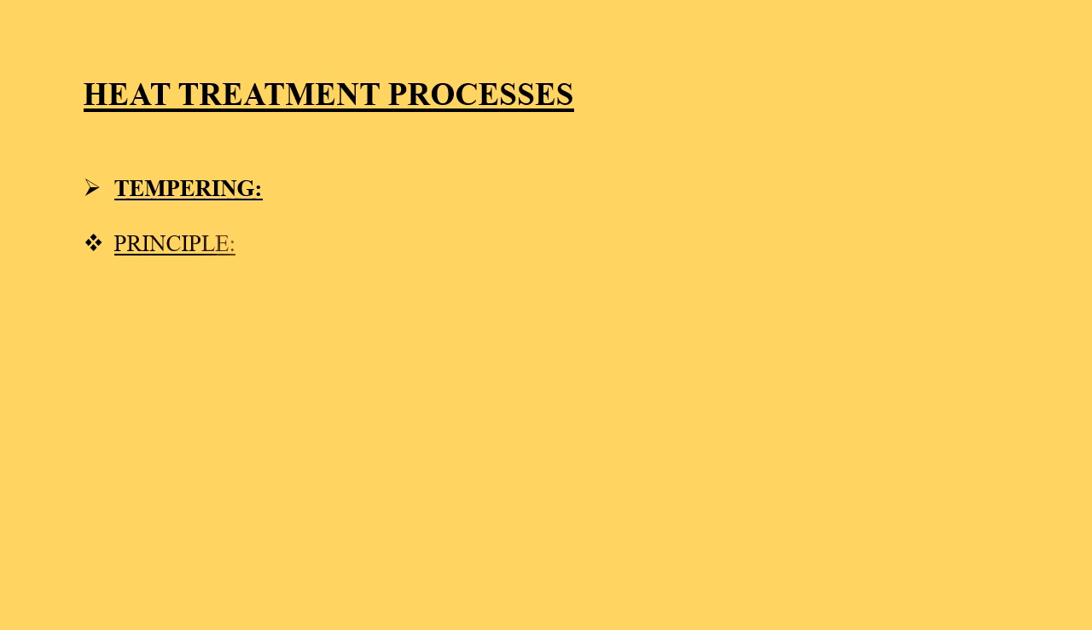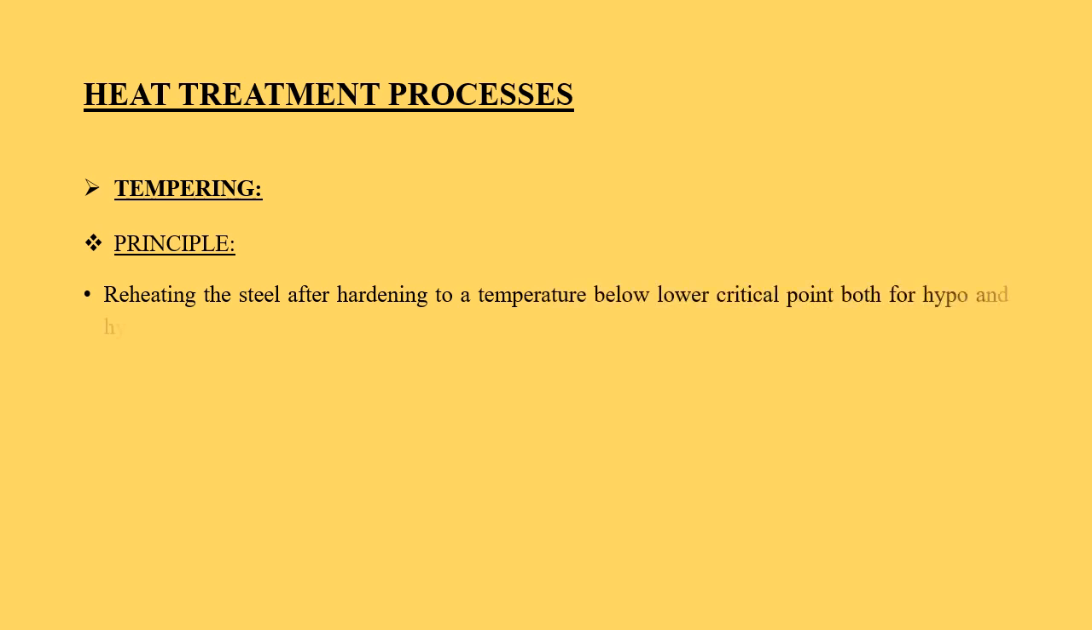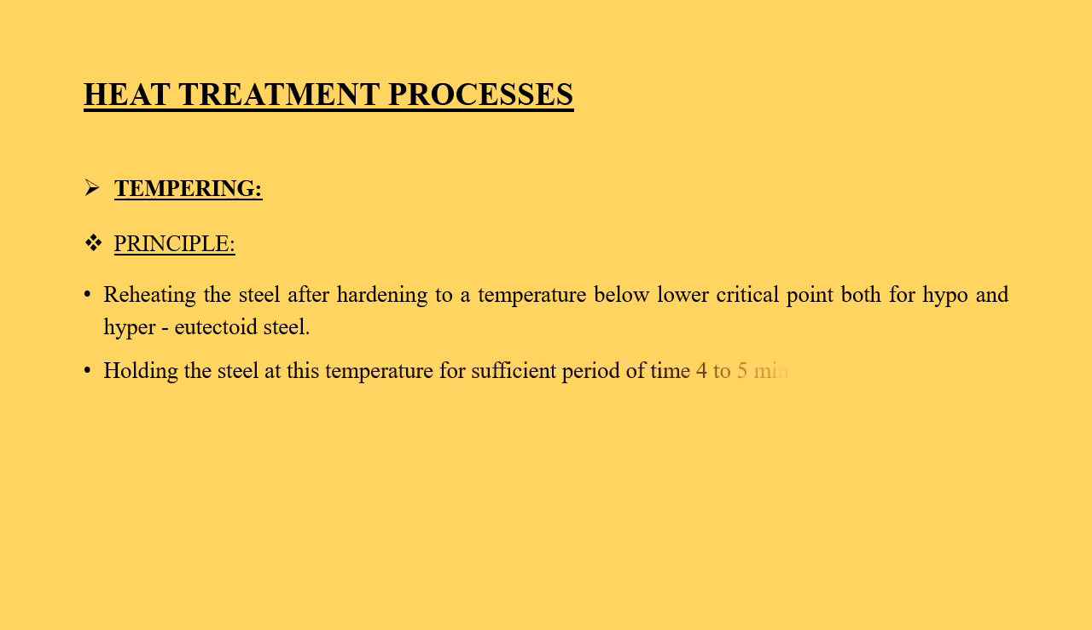Tempering is a heat treatment process where the steel is reheated after hardening to a temperature below the lower critical point, for both hypo and hyper-eutectoid steel. Then the steel is held at this temperature for a sufficient period of time, which is about 4 to 5 minutes for each millimeter thickness of the metal, and finally the heated steel is cooled in air.